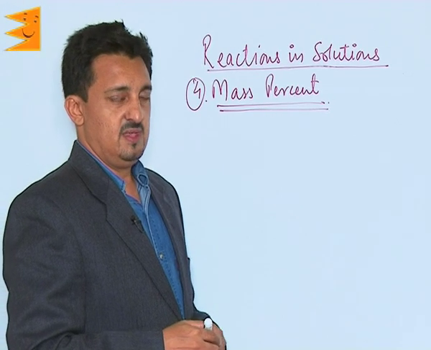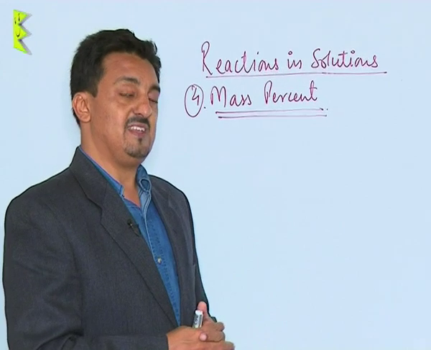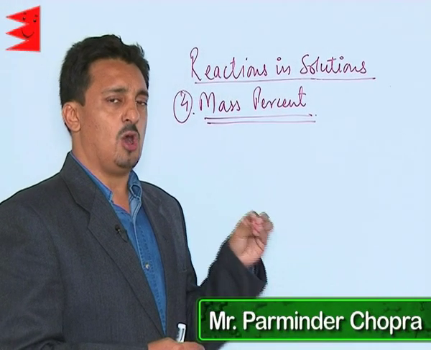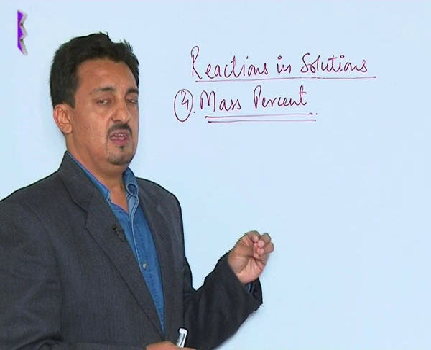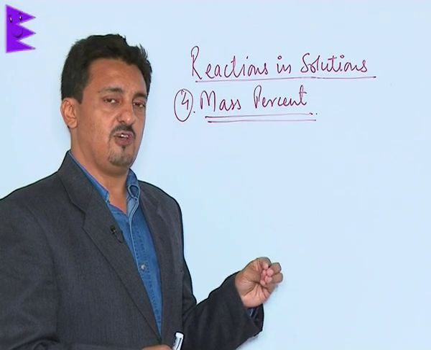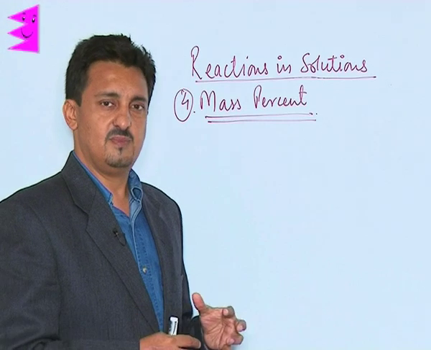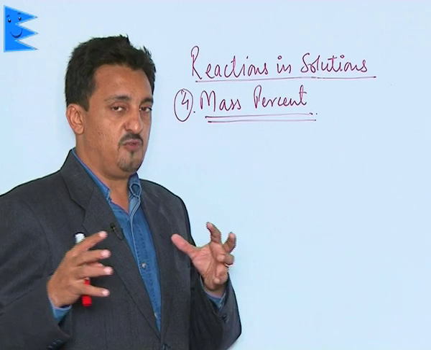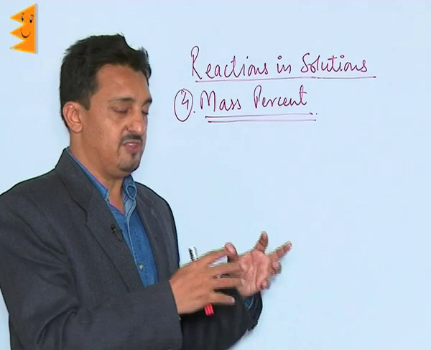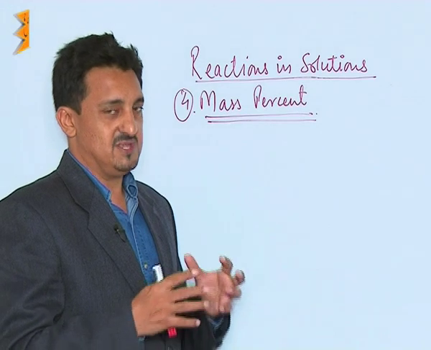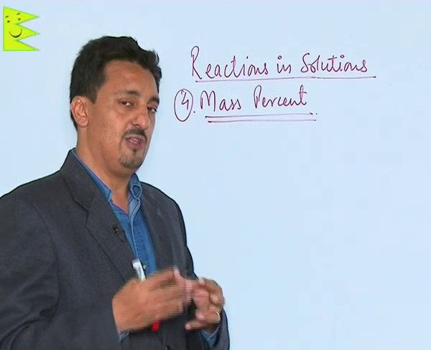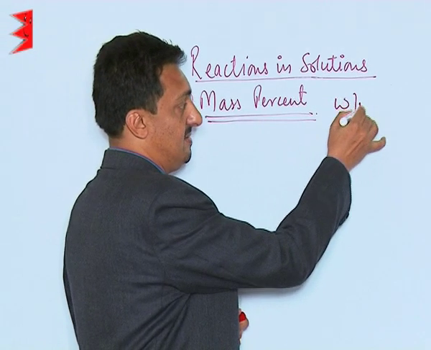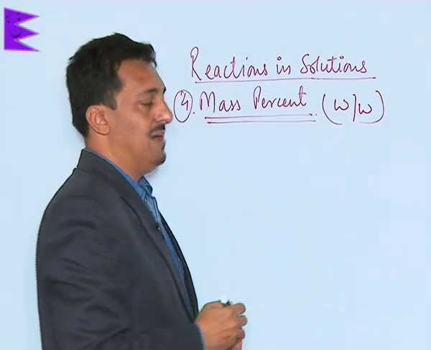Mass percent. This is another way of expressing the amount of the solute in the solution. It is the most common way of expressing the concentrations of the solutions or the amount of the solute in any solution. It's called layman's language because anybody can understand out of 100 how much is your solute or how much is the compound. Mass percentage. We express the solute and the solution both in terms of mass, and it is usually written as W by W or mass by mass.